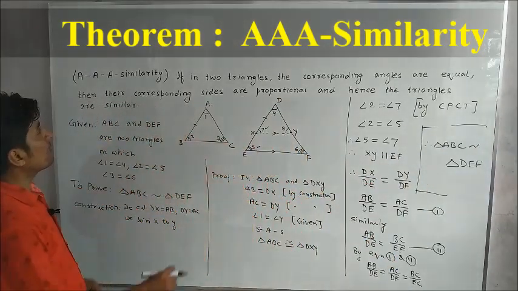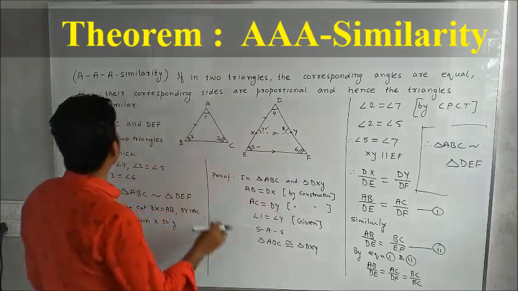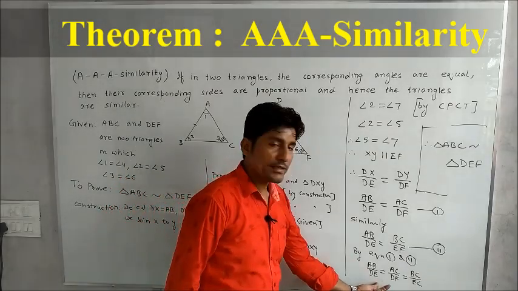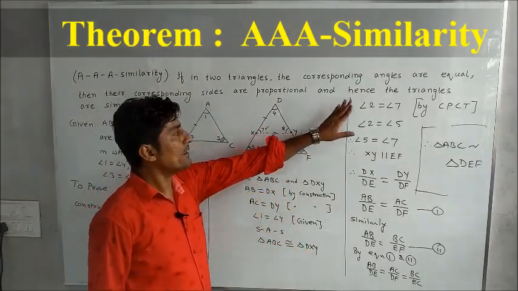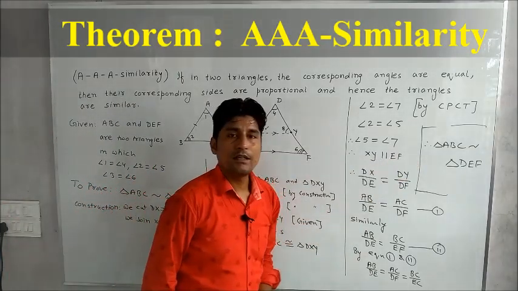Once again, let us see the theorem. If in two triangles the corresponding angles are equal, then their corresponding sides are proportional. Here the corresponding sides are proportional, and hence the triangles are similar. Hence both the triangles are similar.